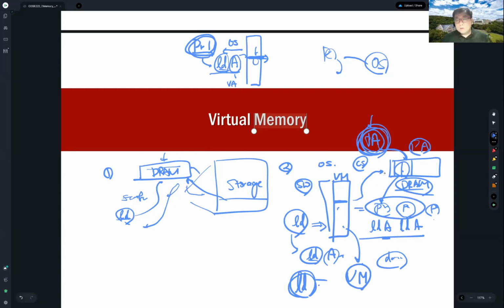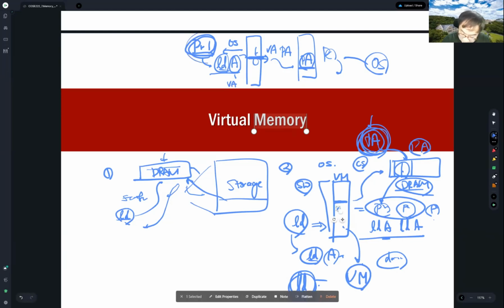In order to access the real data, we need to know the physical address on the physical memory. Which means this virtual address needs to be translated into the physical address. So this process accesses the real data using the physical address. So we need the translation between the virtual address and the physical address, right?